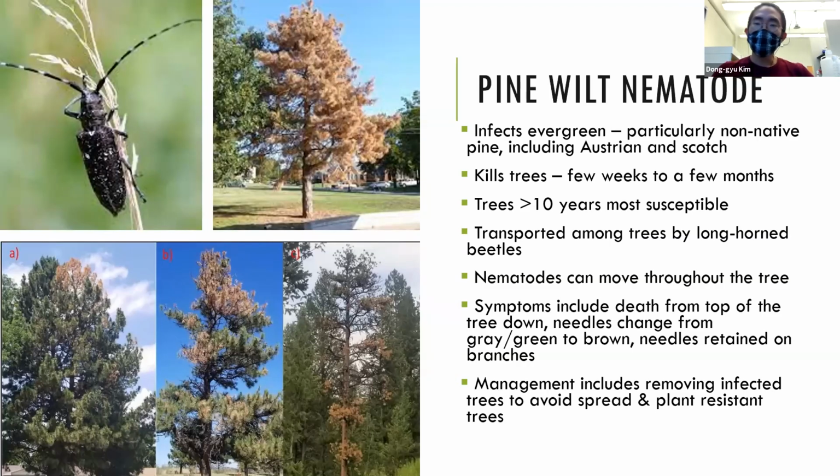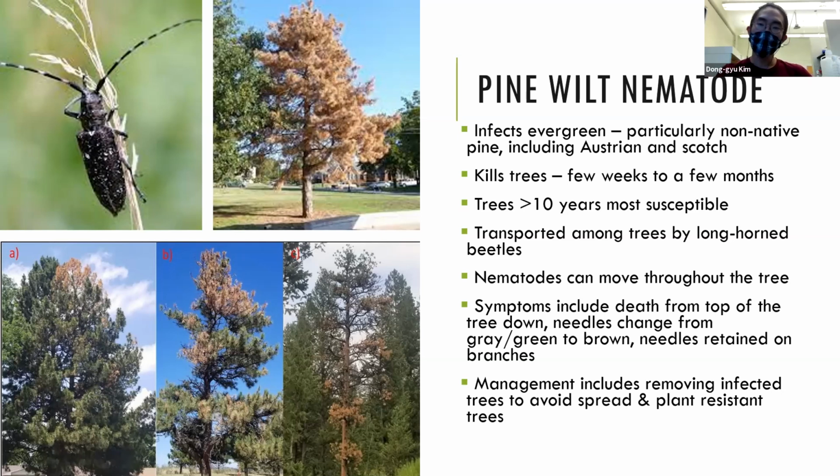All right, we're moving on to the pine wilt nematode, which is slightly different from the plant parasitic nematodes I've discussed so far, because these nematodes can travel up the plant through the trunk and into the leaves, where you can see it's caused just massive diebacks of the leaf. The pine wilt nematode infects a number of evergreen trees, and particularly those non-native pines, such as Austrian and Scotch pines that haven't naturally developed some sort of resistance against the pine wilt nematode.